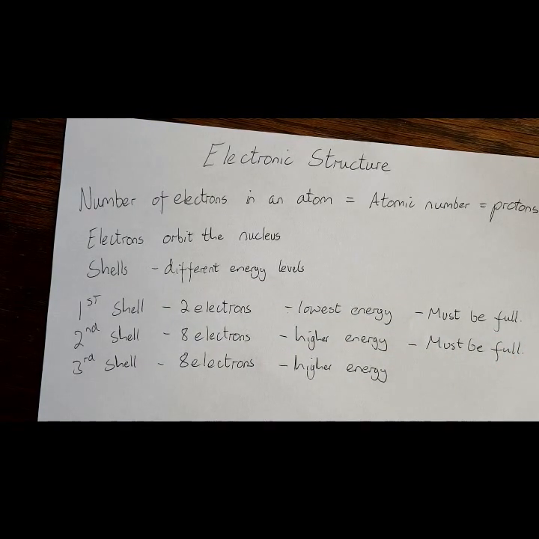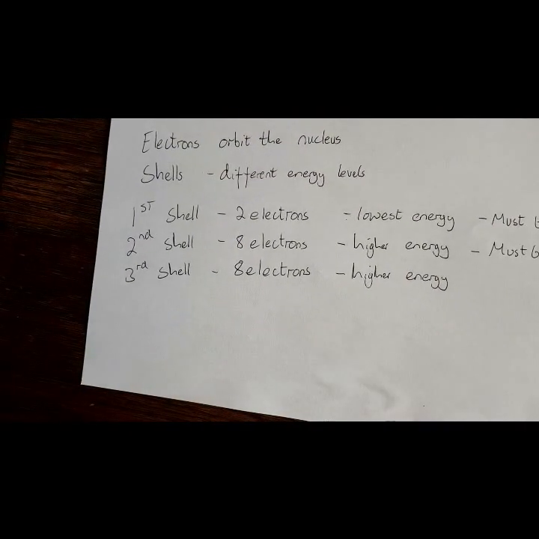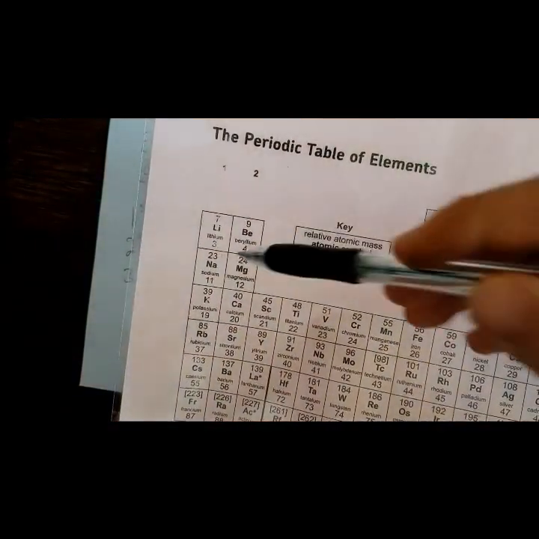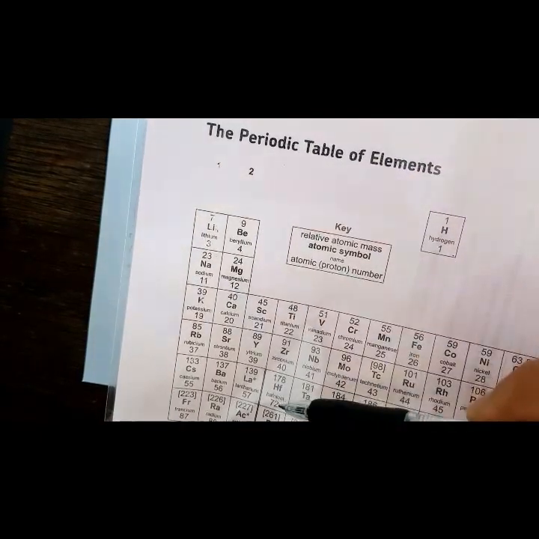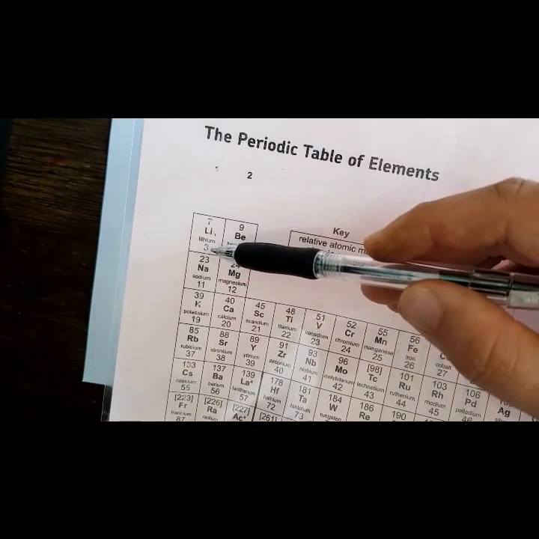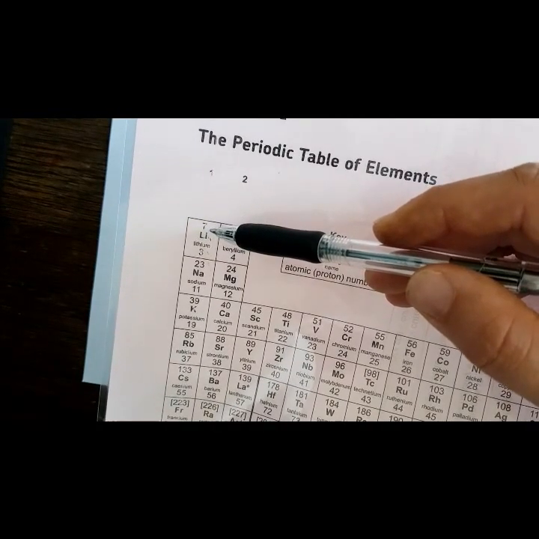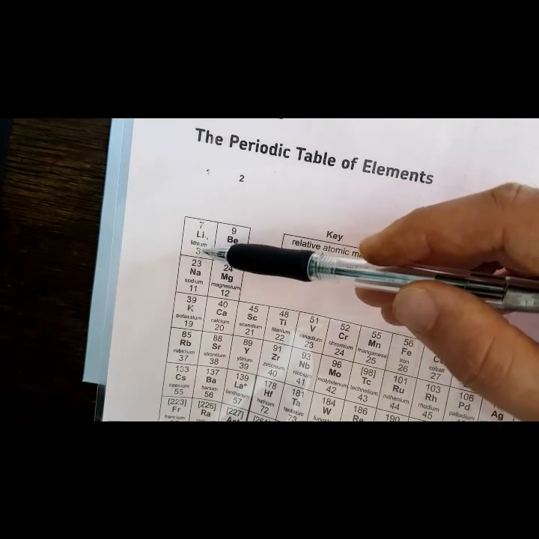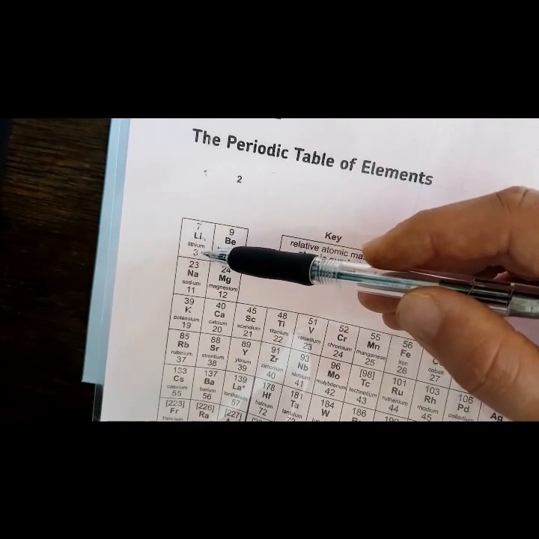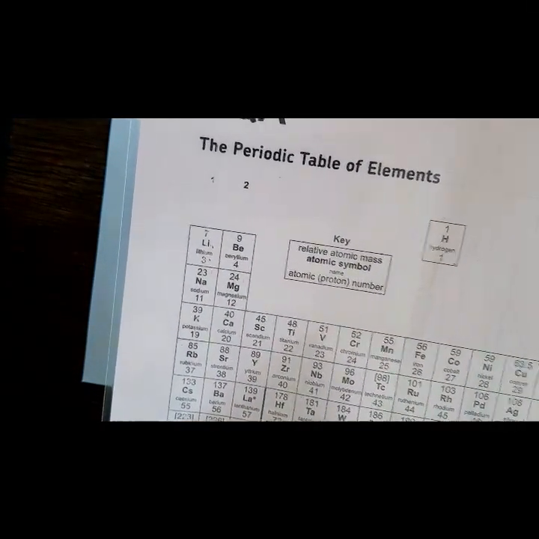Now we're going to look at how we draw them as well. We'll start off by having a look at lithium. If I find lithium on my periodic table, lithium is here, Li. I've got the number 7 and 3. Number 3 here is my atomic number, the number of protons. Number 7 is my mass number, which is my protons and my neutrons. We're just going to focus on my atomic number for the moment. It's the number 3. That tells me I've got 3 protons, so I've also got 3 electrons.